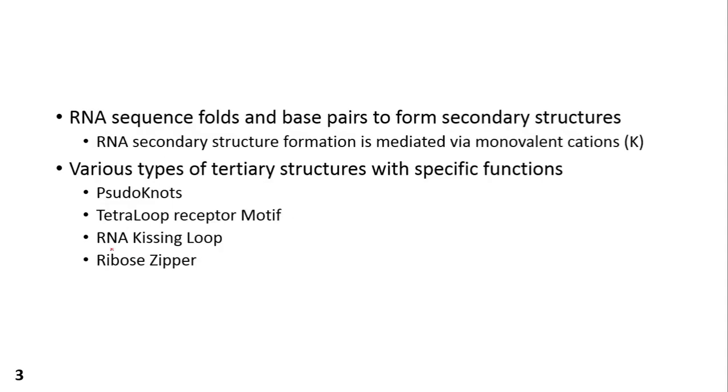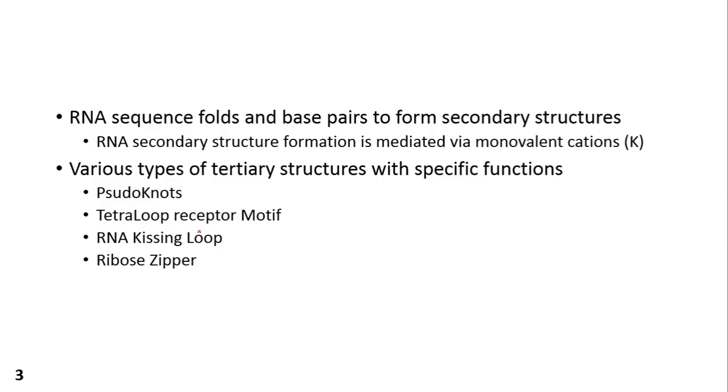Now we know that these RNA sequences fold and base pair to form the secondary structure. RNA secondary structure formation is mediated via monovalent cations like K plus ions. There are various types of tertiary structure, and these tertiary structures of RNA are associated with specific functions.